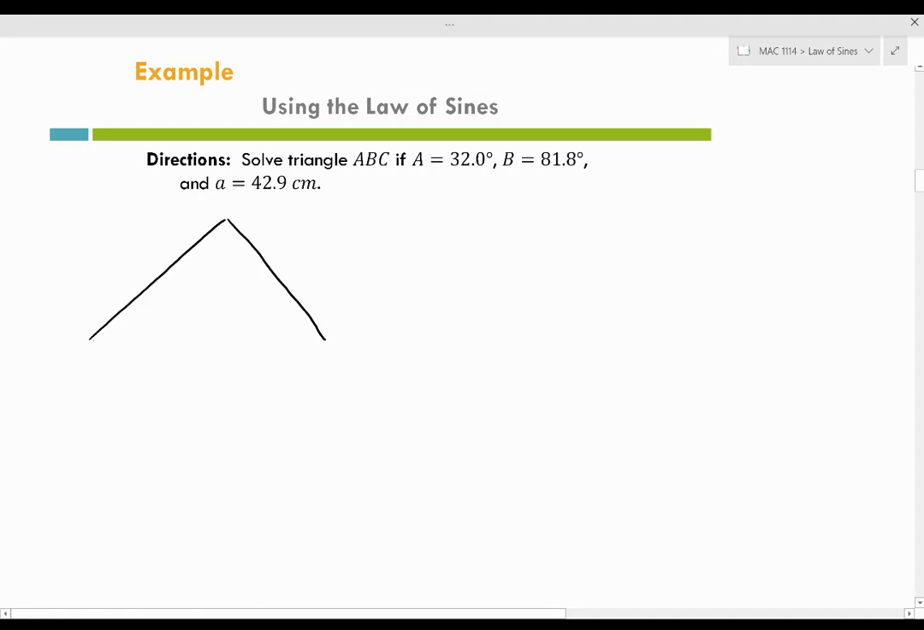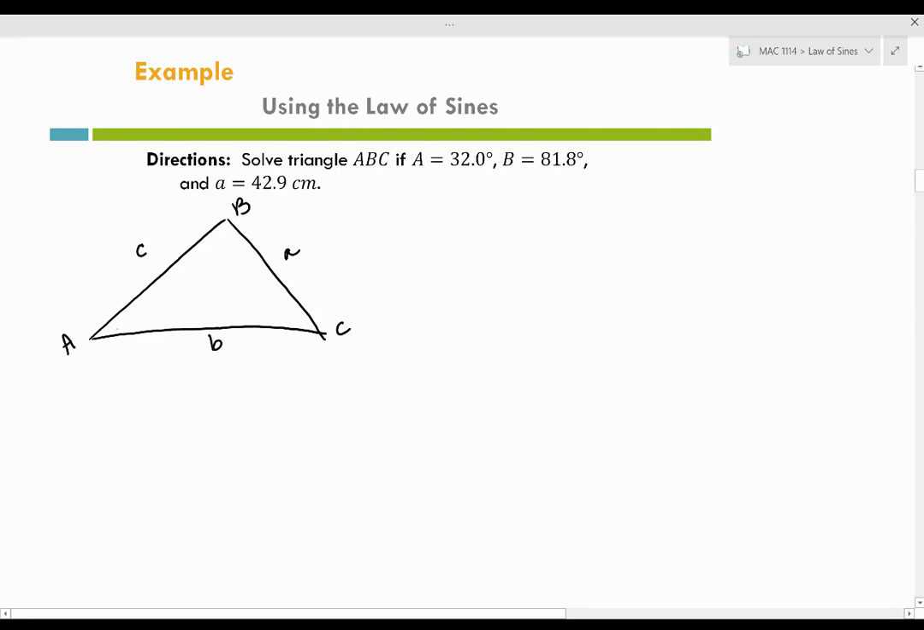It doesn't have to be perfect. I just need to see what I'm working with. All right, and I'm going to label my triangle. So remember, uppercase letters stand for angles, and lowercase letters stand for sides, and the sides go across from the angles they face. Okay, now I'm going to put in the information that I've been given.